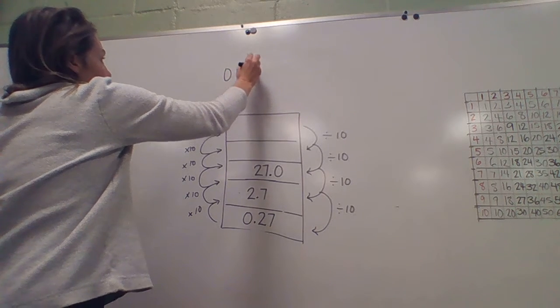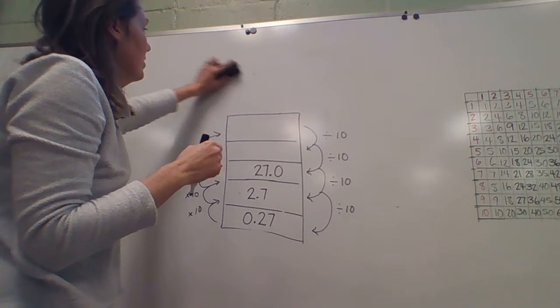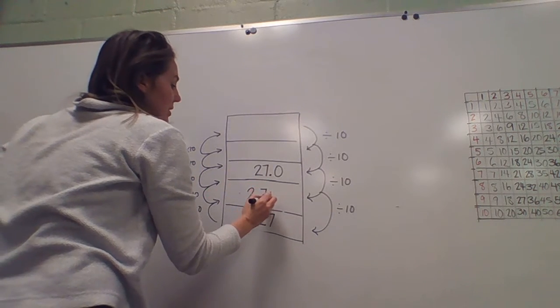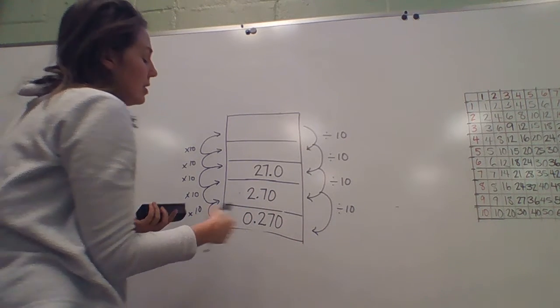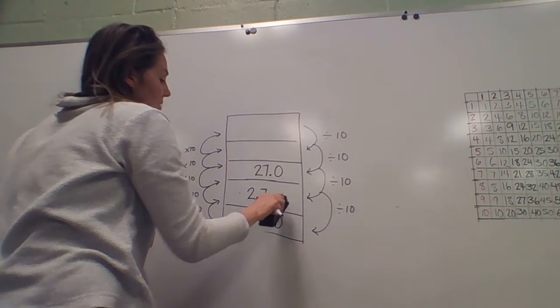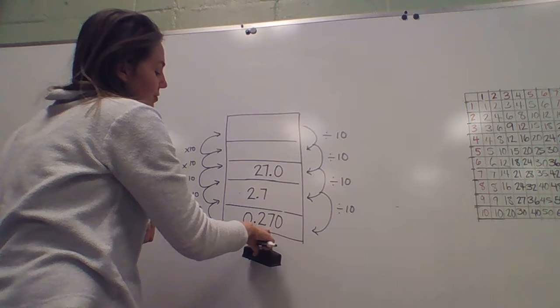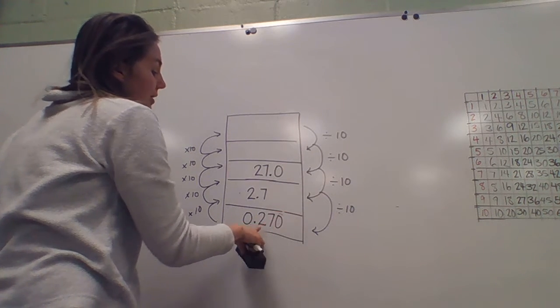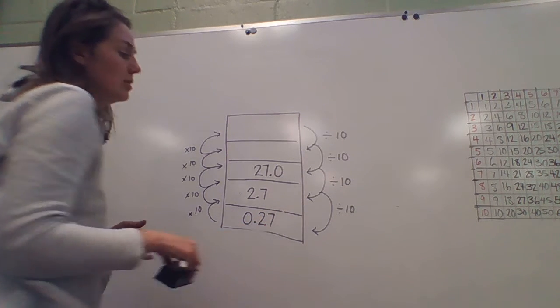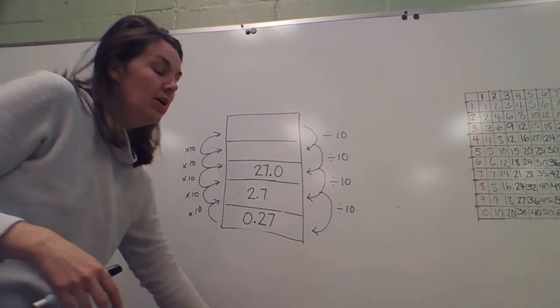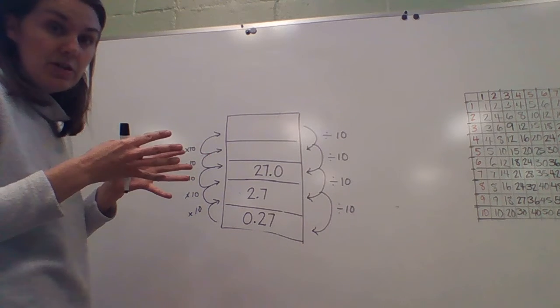So again, if I have a 0 in front, not going to change it. If I have a 0 here, we would call it 70 hundredths, but it still has the same value of 7 tenths. Here I have 27 hundredths. I could say that I have 270 thousandths, or I could leave it as 27 hundredths. Okay, so that's going down, decreasing our size.